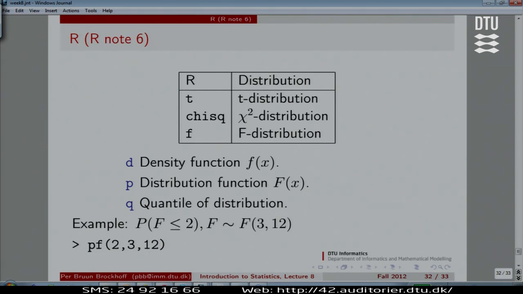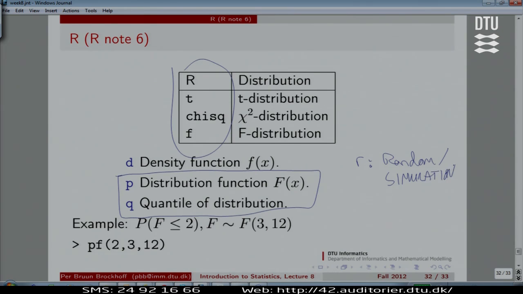We have these distributions in R. We have the T, we have the chi-square, we have the F. We have the densities. We mostly use these two. We actually also have the R for random simulation. We'll get back to that in 2 weeks. We use the P and the Q mostly for hypothesis testing and confidence intervals.